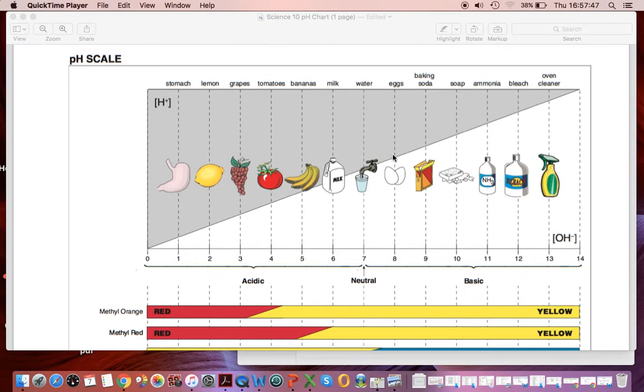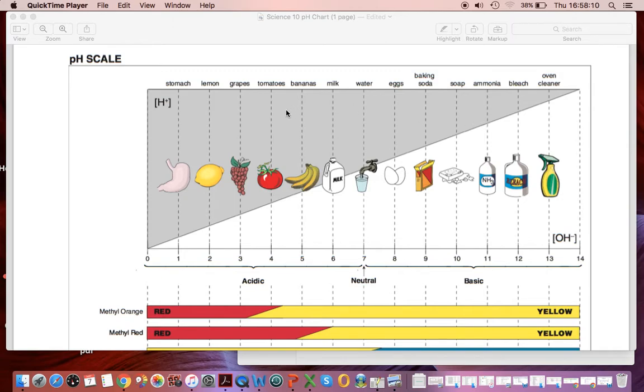Similarly, when we go the other way, if we're looking at ammonia, ammonia is a pH of 11, so we have a lot of OH- present and a lot less H+. So really that's what pH is doing, it's comparing the amounts of those things. Now it does it in terms of something called concentration. That's a Chemistry 11 topic.